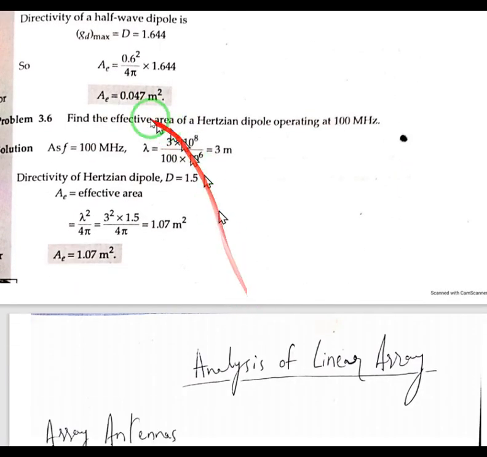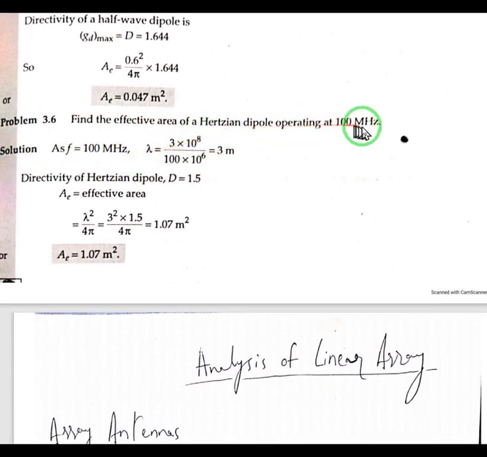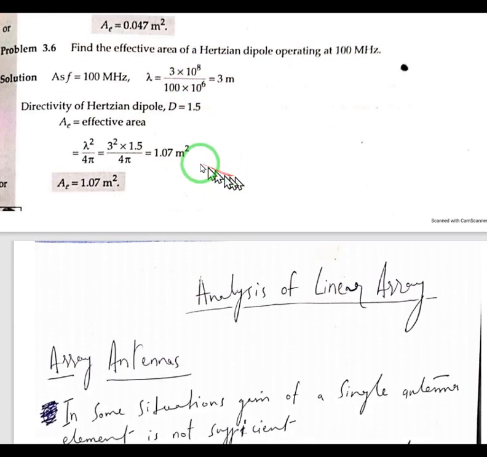In the next question, we have to find the effective area of a Hertzian dipole operating at 100 megahertz. First, we have to find the wavelength, that is c by f, the speed of light divided by the frequency at which the antenna is operating. We know that in the last question we derived the directivity of the Hertzian dipole, that is 1.5. We have the effective area formula, lambda square over 4 pi.